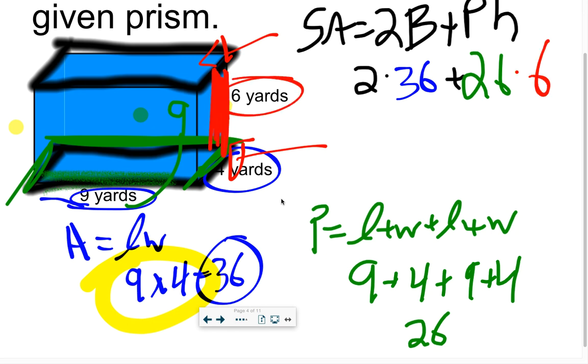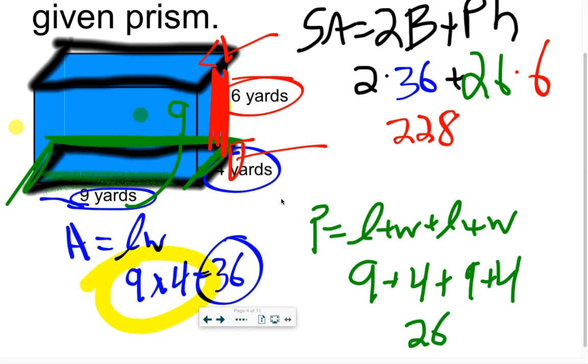And again, it's not 266. Please make sure you put a multiplication sign in there, and then grab your handy dandy calculator, but type it all in at once. Do it fatally, meaning type in 2 times 36 plus 26 times 6. Let the calculator do PEMDAS for you to get the final answer of 228.